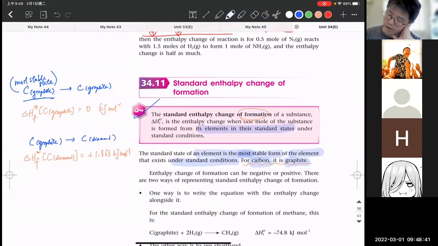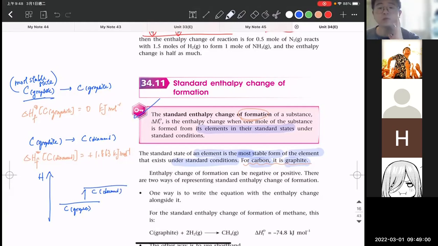So if you write down the enthalpy level diagram, you may find carbon graphite, carbon diamond upward here, right? So delta H being plus 1.863 kilojoule per mole.